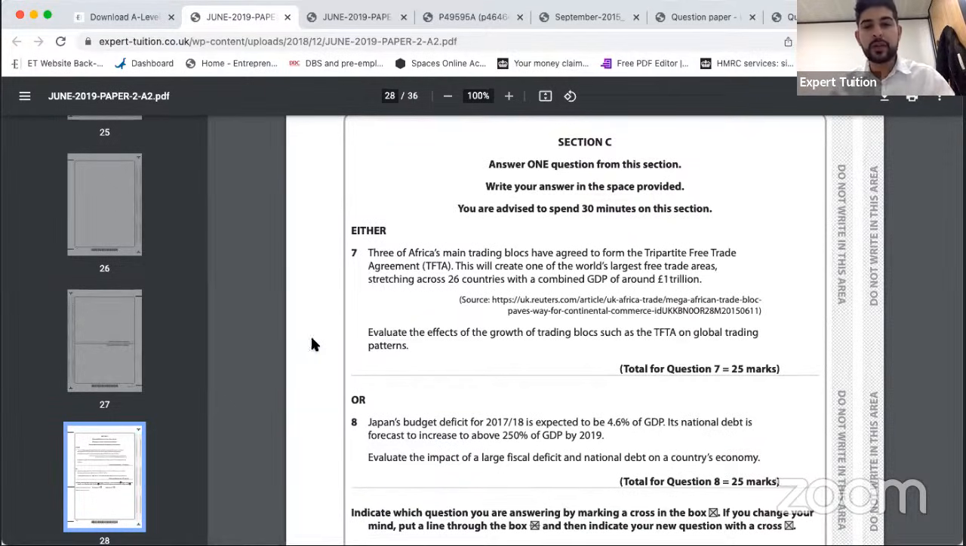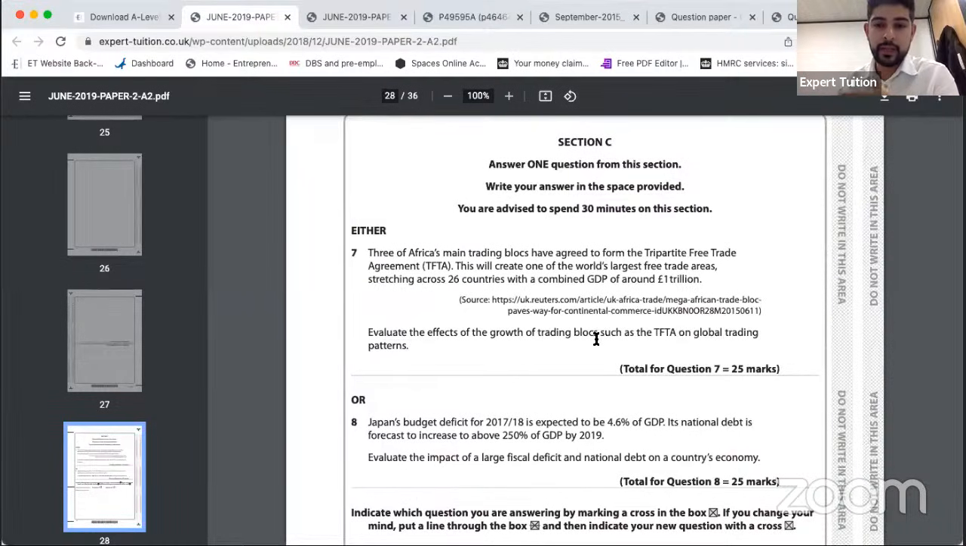It says, 3 of Africa's main trading blocs have agreed to form the Tripartite Free Trade Agreement, TFTA. This will create one of the world's largest free trade areas, stretching across 26 countries with a combined GDP of around £1 trillion. Evaluate the effects of the growth of trading blocs, such as the TFTA, on global trading patterns. Okay, not the nicest question. It's not the worst question in the world, but not the nicest.